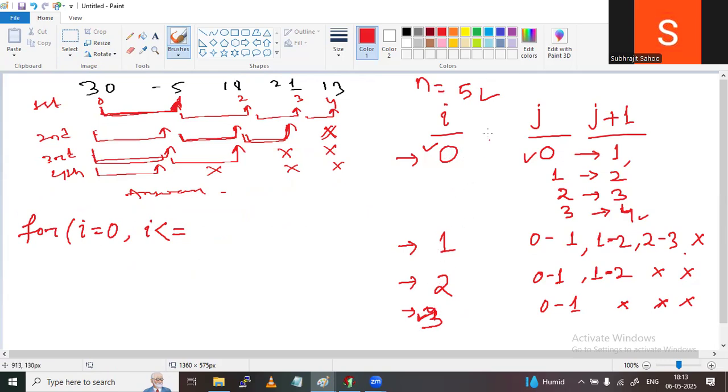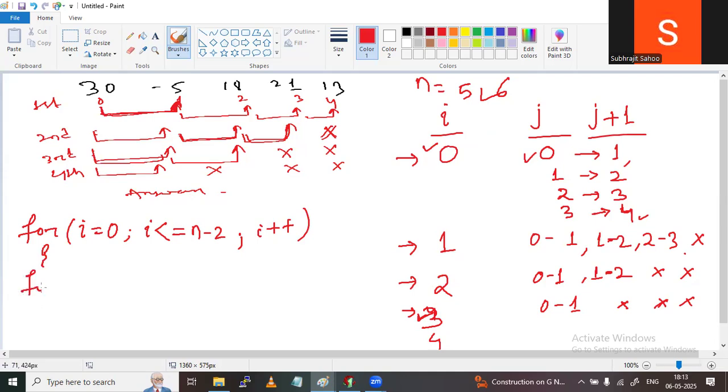That means how much difference between this 5 and 3? 2 difference. Suppose n value is 6, then 0, 1, 2, 3, 4 will come. What is the difference? 6 minus 4. Again 2. That means can I write n minus 2? Every time 2 difference, right? Semicolon, i plus plus, right? For loop. First for loop over.